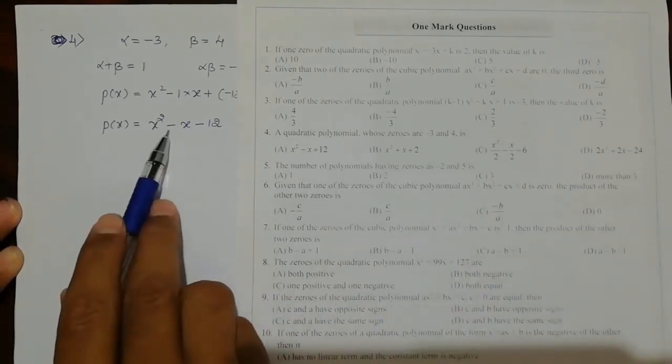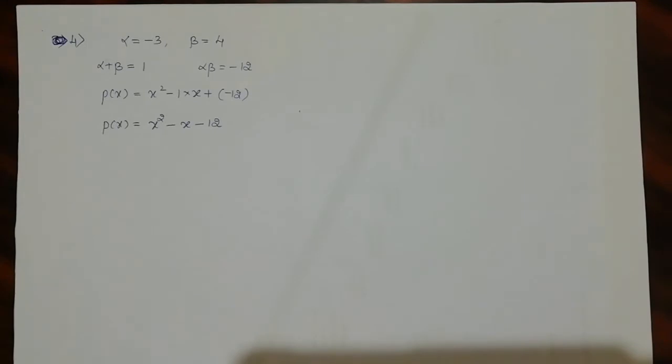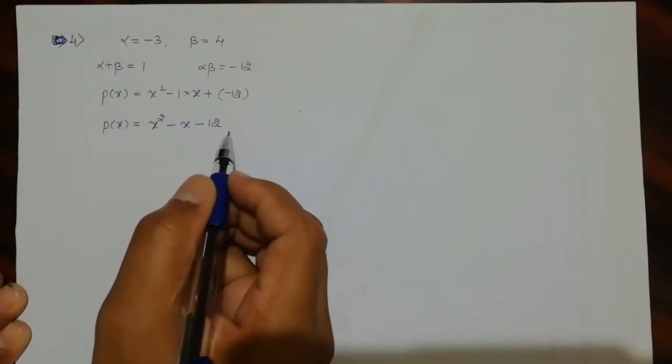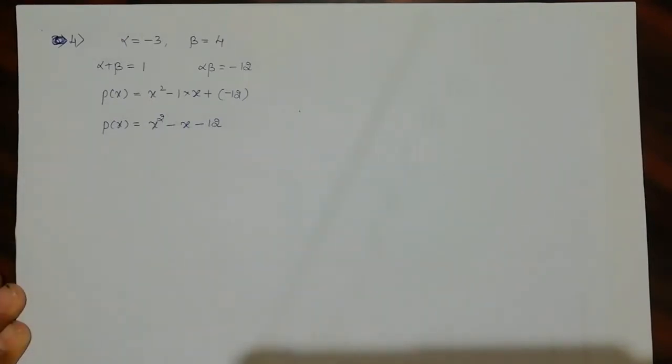Now look here, x square minus x minus 12. He has modified this polynomial. In the last class I told you, you can multiply any number to all the terms, then the polynomial will change, but its zeros never change.